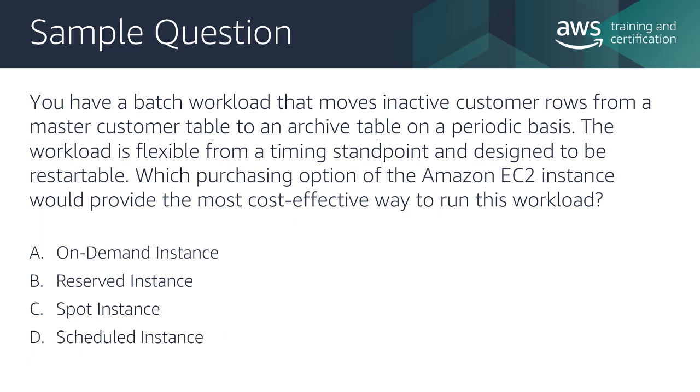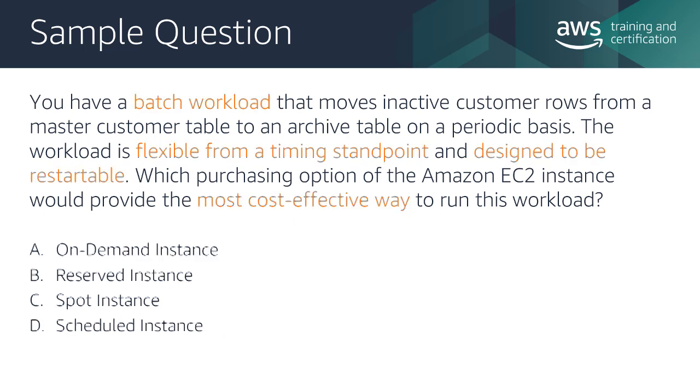Next question. What do we see? Got a batch workload. This workload is flexible from a timing standpoint. It's designed to be restartable. That should jump off the page at you. Which purchasing option of EC2 instance is the most cost-effective way to run the workload? Anytime you see the words most cost-effective, right away you can eliminate option A unless you have to have it be on demand. In this case, don't need it.